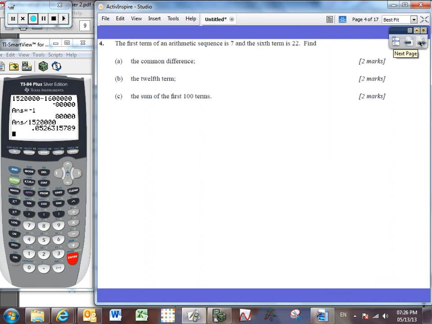Alright, number 4, first term of an arithmetic sequence is 7, the sixth term is 22. We define the common difference. So the first term is 7, and another way of writing the sixth term, which is always helpful in these kinds of questions, is u1 plus 5d, right? We're always adding 1 less than the number of the term times the common difference, and that's equal to 22. So u1 we know is 7.